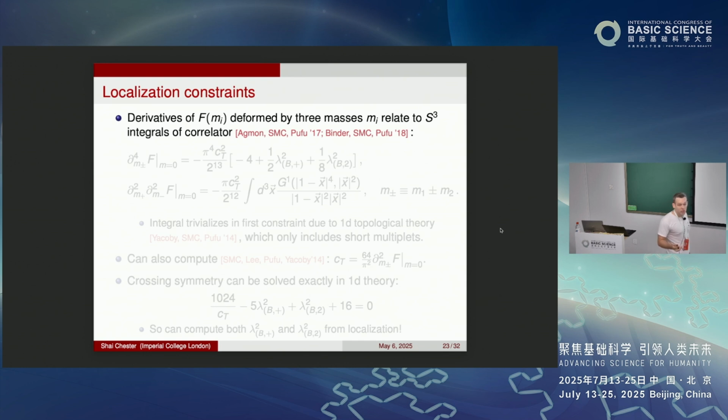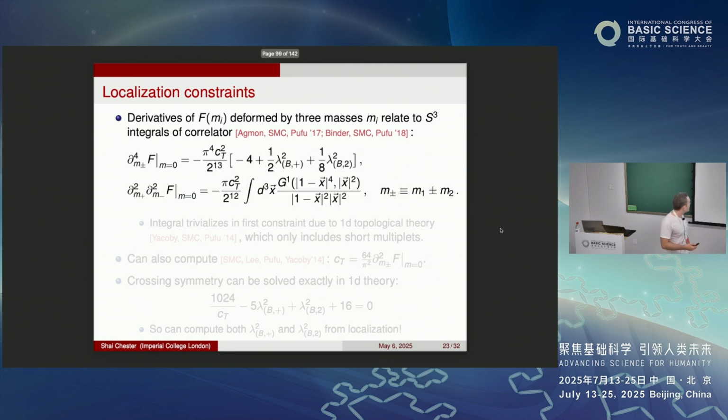So we have localization constraints, just as we had in 4D. So again, we consider the sphere free energy deformed by a mass. Mass couples to the stress tensor multiplets. You can take derivatives to get a relation between the 4-point function and these derivatives. It turns out there's two independent relations, which we show here. It turns out that one of the relations is particularly simple because the integral trivializes and it ends up just being written in terms of these two protected OPE coefficients. And this is due to some kind of 1D topological theory which explains that.